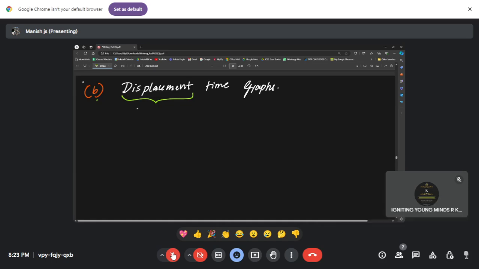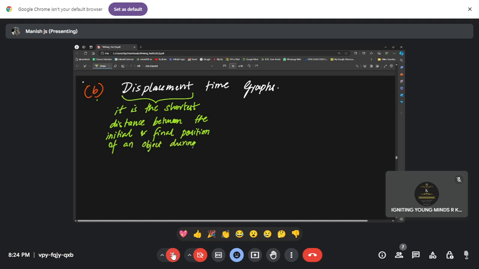So displacement, in short, you can say it is the shortest distance between the initial and final position of an object during its journey. So this is displacement.